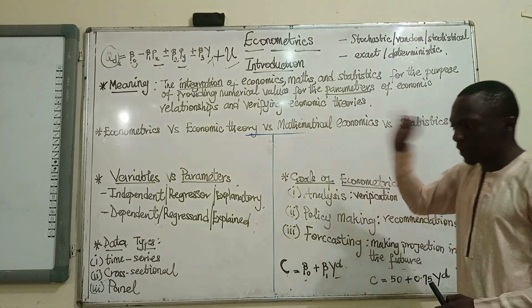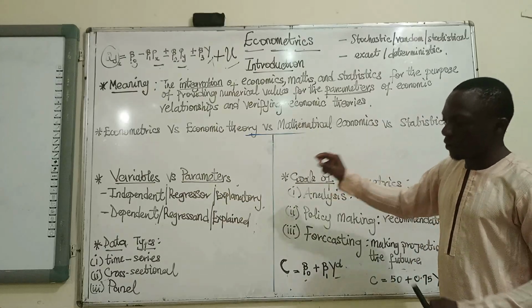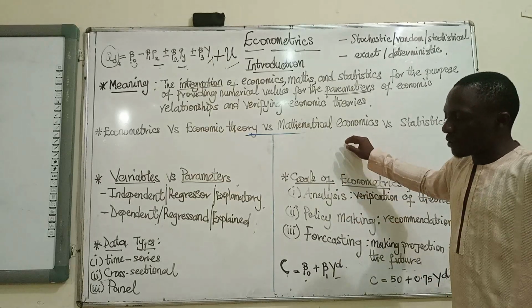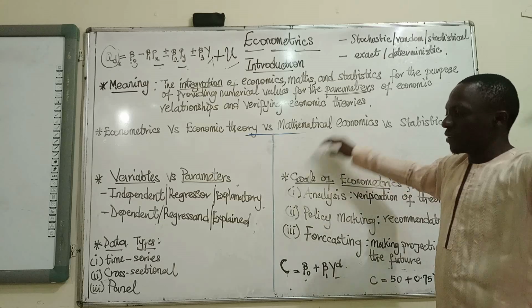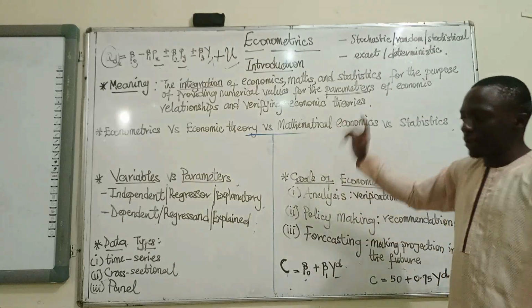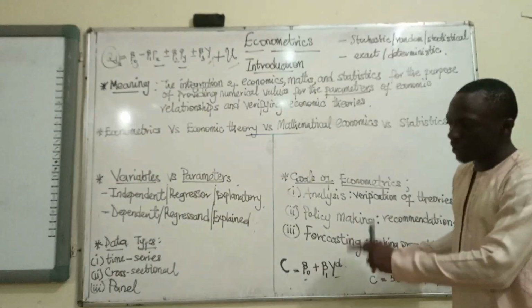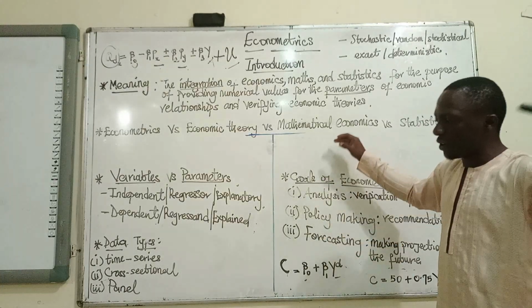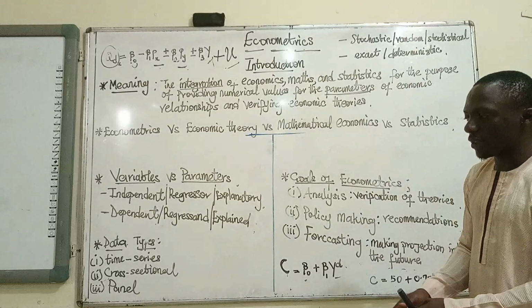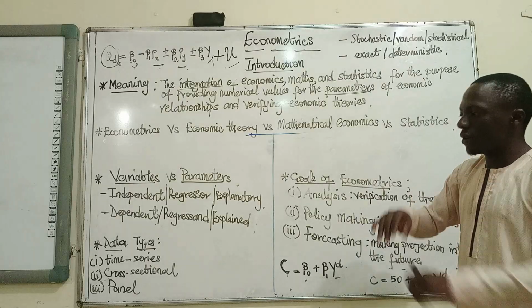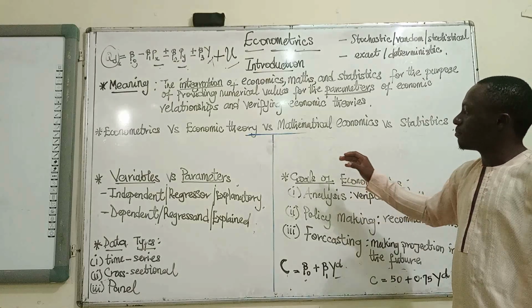So don't forget, you have the time series data for a single entity at a different time period. That's the time series data. The cross-sectional data simply refers to data for different economic variables at a specific point in time. While panel refers to data for different variables across different time periods.